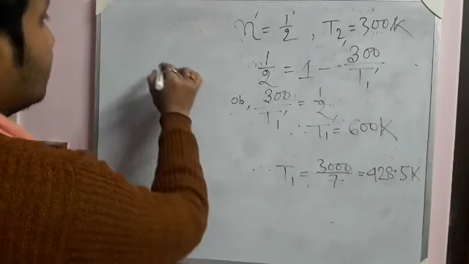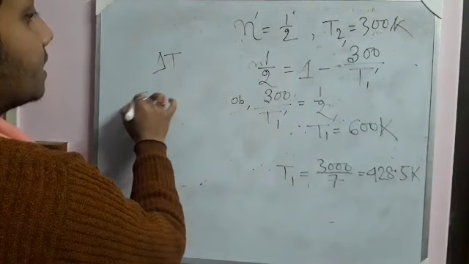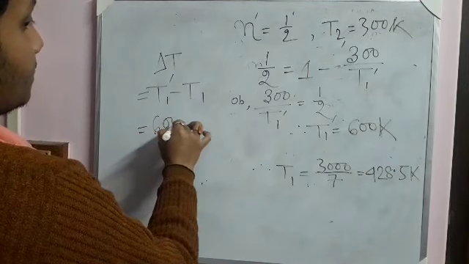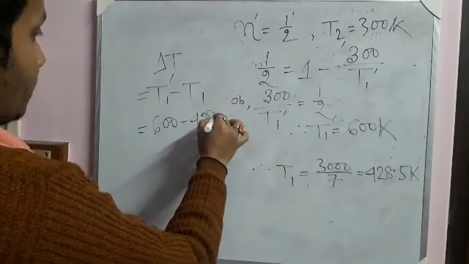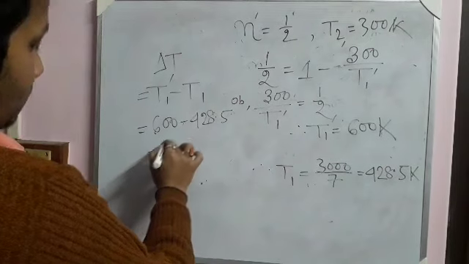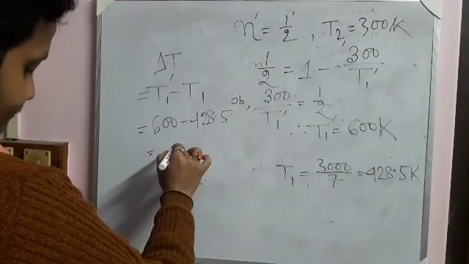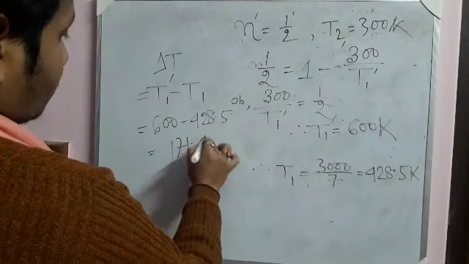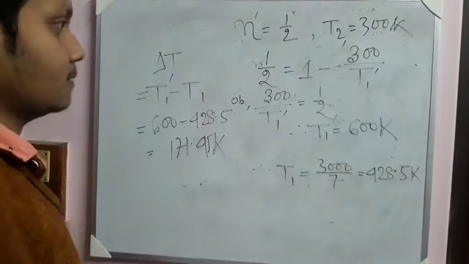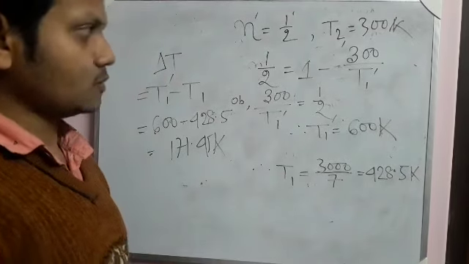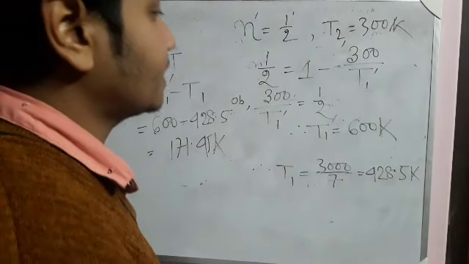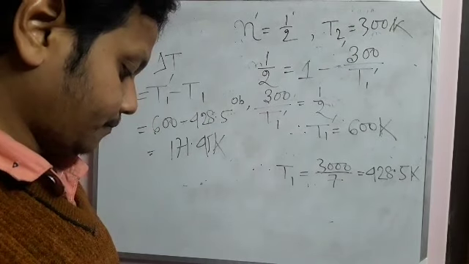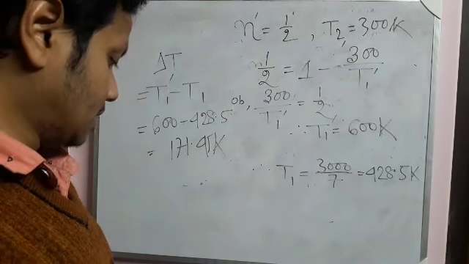So what will be the change in temperature? If you call it delta T, so T1 dash minus T1, this means 600 minus 428.5 Kelvin. Okay, so this is 171.45 Kelvin. So this is the result. These are the few numericals that I did.